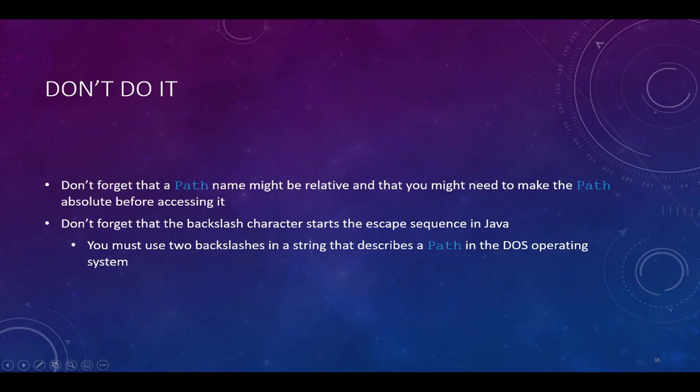Now, don't forget that a path name might be relative and you might need to make that path absolute before accessing it. Okay, you need to make sure that file's there. Don't forget that the backslash character starts the escape sequence in Java, so we need to use a double backslash, especially when we're working in the DOS operating system.